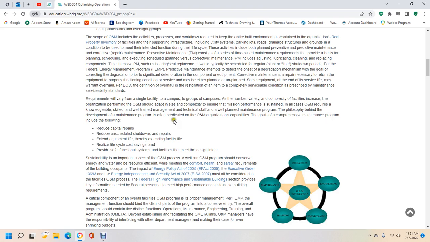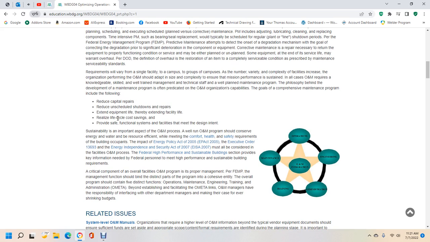The goals of a comprehensive maintenance program include: reduce capital repairs, reduce unscheduled shutdowns and repairs, extend equipment life, thereby extending the life of the facility, realize life cycle cost savings, and provide safe, functional system facilities that meet the design intent.